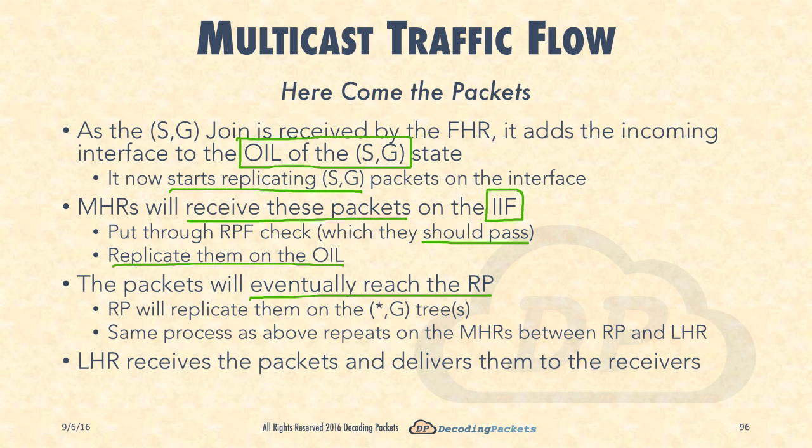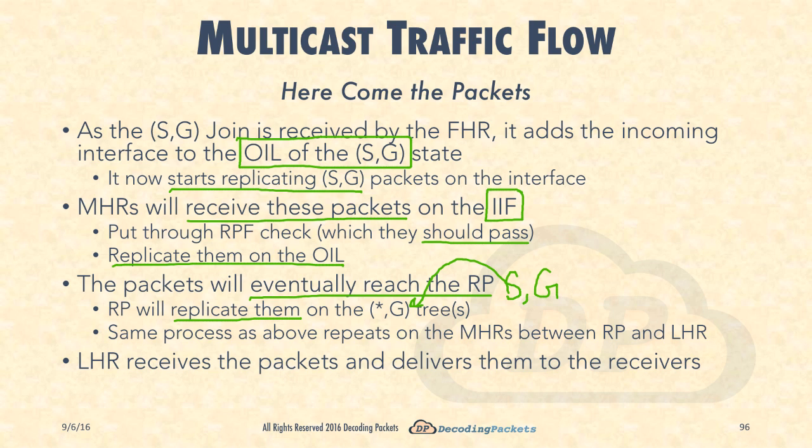Now the RP realizes that it built that S,G. So if it's not apparent, these packets are coming down the S,G tree. And the RP built that S,G tree for a specific reason. It built it because it had a star,G state. So now the RP can replicate those packets received on the S,G on the star,G tree.